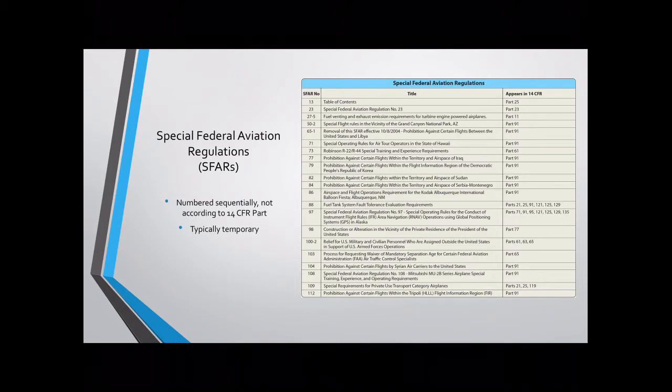As you look through a couple of these, we see SFAR 100-2 is relief for U.S. military and civilian personnel who are assigned outside the United States. Most recently, we've seen a few SFARs come into play that regard coronavirus in itself. So these tend to have a limited application, both in scope and time period, and that's where we see the SFARs come in. They don't get referenced as frequently as our regular parts of 14 CFR.